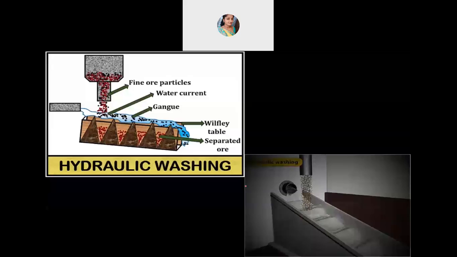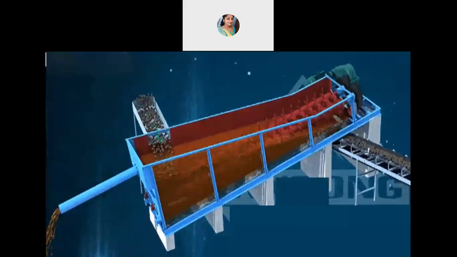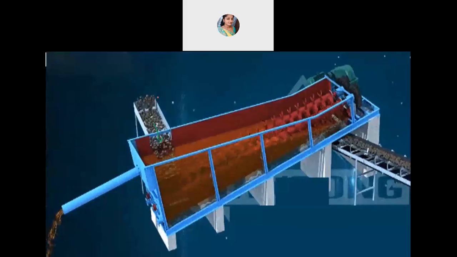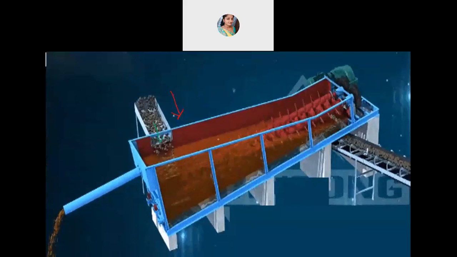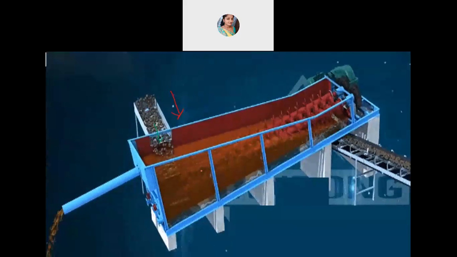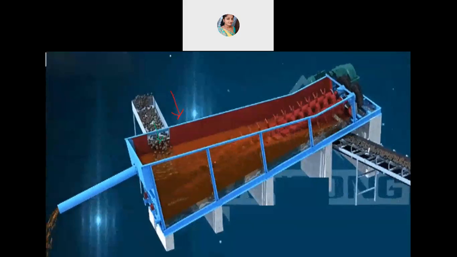This is one more animated picture I had shown you: from this side we pass the ore, and you can see continuous water is being passed from the other end, and then they are rotated. So cleaning will be done there.